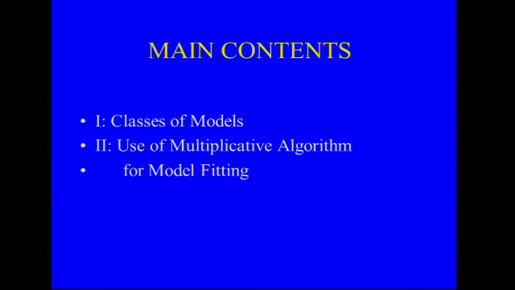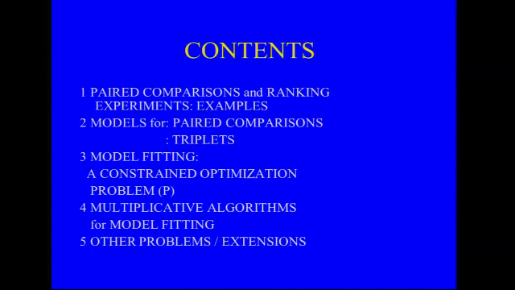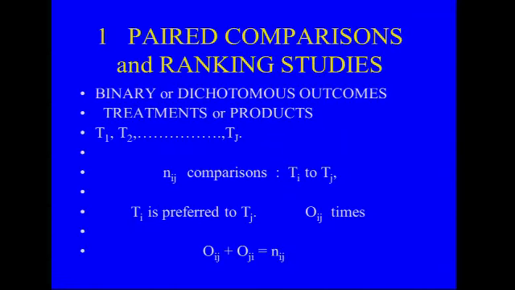So there's two main contents. I'm going to explore classes of models, particularly for ranking of three products, triplets, and then explore the use of an algorithm for fitting such models. A finer breakdown: look at pair comparisons first of all, then triplets, the model fitting, and an algorithm for doing that. So, first of all, pair comparisons.